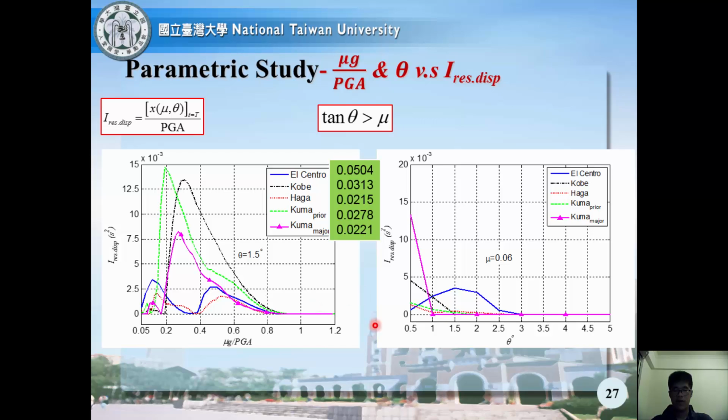And from the right figure, we may see that when the friction coefficient is equal to 6%, the inclination angle needs to be greater than 3.4 degrees. However, we may see that the system barely has a residual displacement when the inclination angle is around 3 degrees, which indicates that the variety of the earthquake force makes a considerable contribution to the residual displacement.